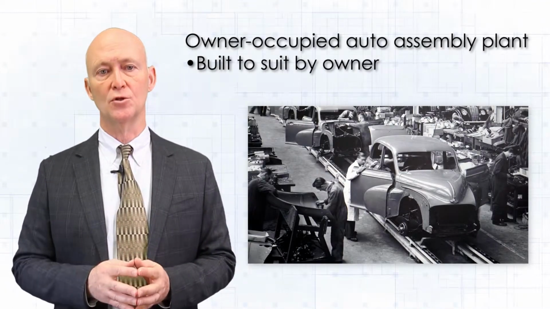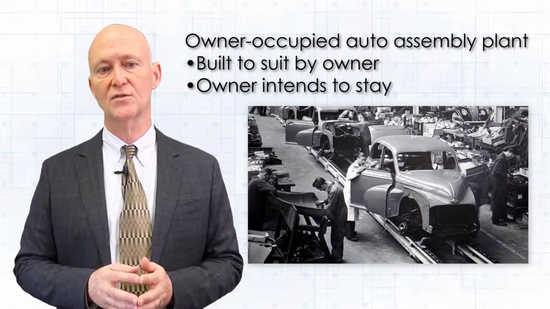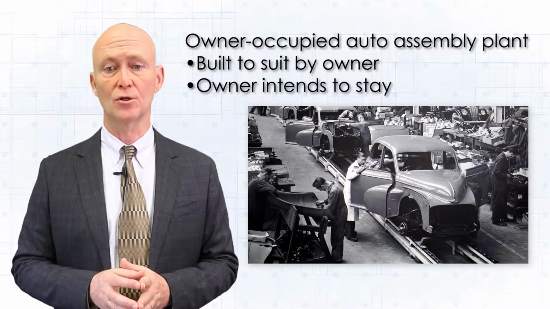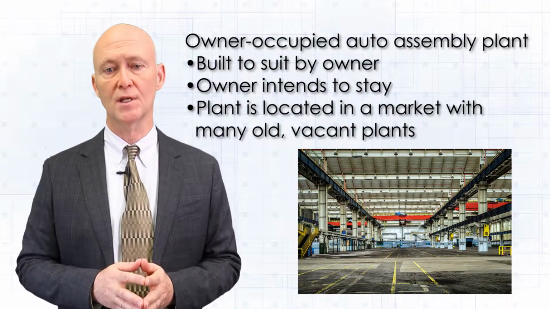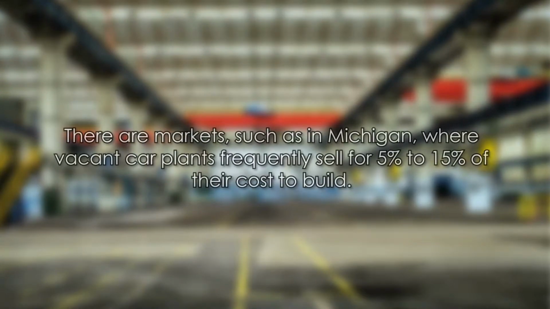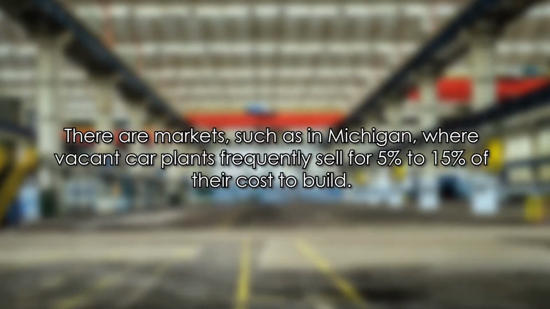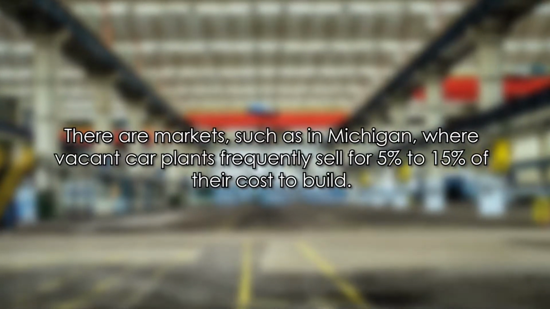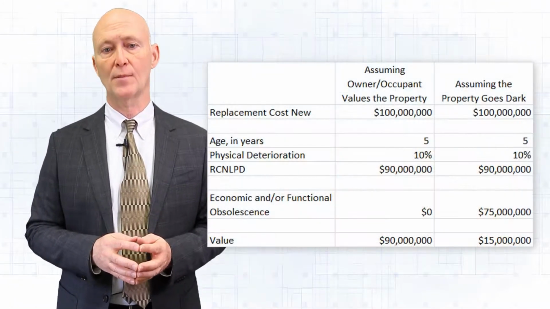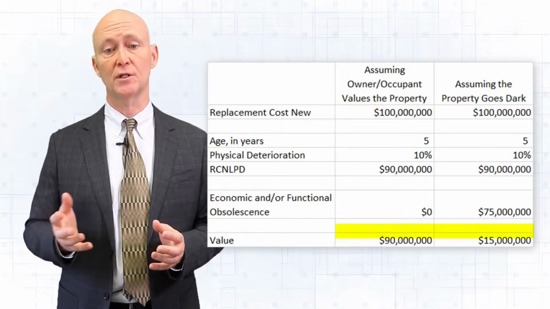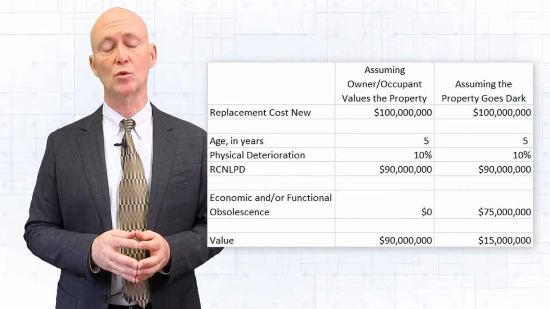Consider an owner-occupied auto assembly plant that was built to suit by the owner-occupant who is satisfied with the investment and intends to stay long-term. The property is located in a market with a high number of old vacant auto assembly plants. There are markets, such as in Michigan, where vacant car plants frequently sell for 5% to 15% of their cost of build. At the same time, and in the same market, car manufacturers regularly build and occupy new plants. Applying the Godark hypothesis would require the value be substantially reduced from the value based on the actual costs of build.